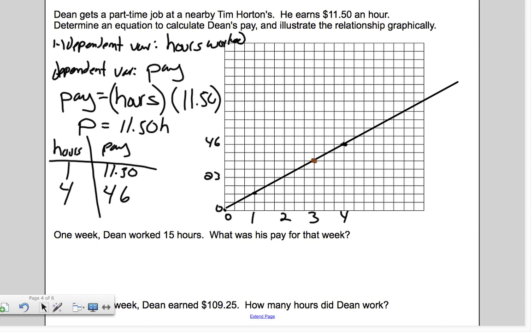Not bad. Okay, so here's a question. One week, Dean worked 15 hours. Do I get 15 on my grid? No, I can only go up to 6. But I can calculate how much Dean is going to earn working 15 hours. How can I do that?